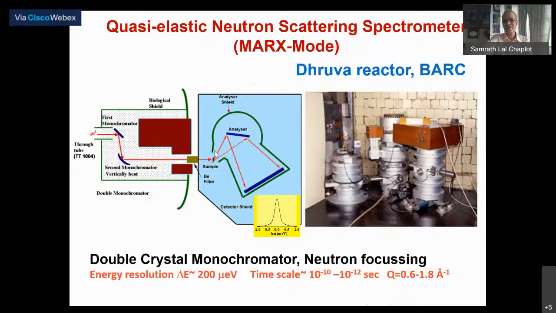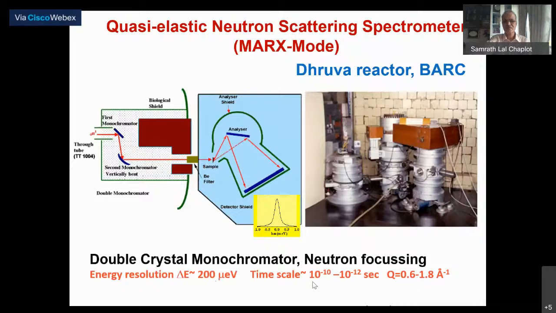So you get a different scattering at the sample, so you rotate the whole thing away, and you then get different wave vectors and so on. Okay, so this particular spectrometer at the Dhruva reactor has a resolution of 0.2 milli-electron volt. Unlike other triple axis spectrometers, where the resolution is more like 10 times this number, 2 milli-electron volts or so, this high resolution is available.